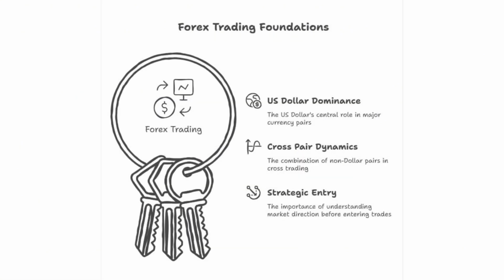In Forex market, US dollar is the key to everything. Every major pair is just the dollar on one side. And if you know what dollar is doing, you know what all majors are doing. So crosses are just non-dollar pairs combined, so we will not touch them. And if you can read one instrument correctly, you can trade them all.